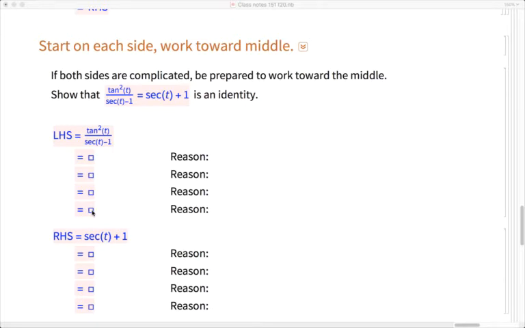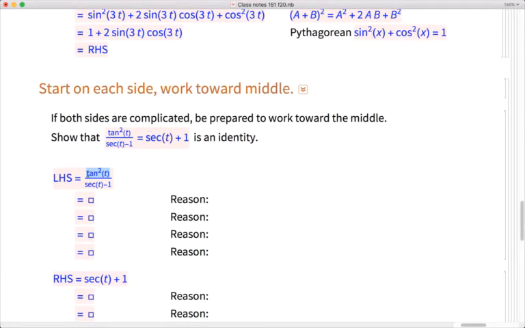But if you don't reach the right-hand side with your simplification, sometimes what you have to be prepared to do is start on the right-hand side and see if you can work your way to the middle. So we'll do this as an example. We could break this down into sines and cosines. That's a definite possibility, but it might be best to employ the Pythagorean identity that relates tangent squared to secant squared.